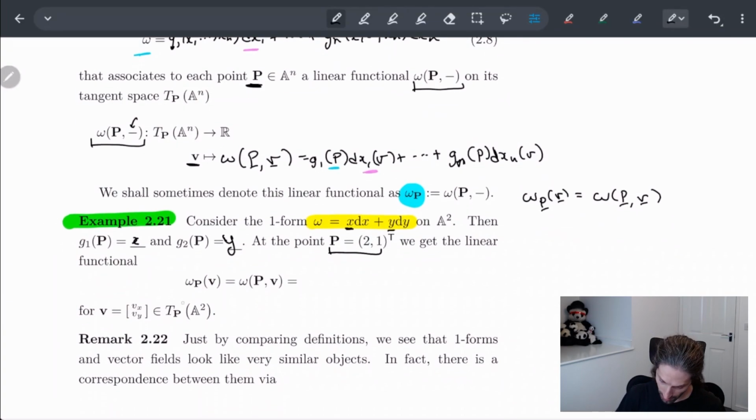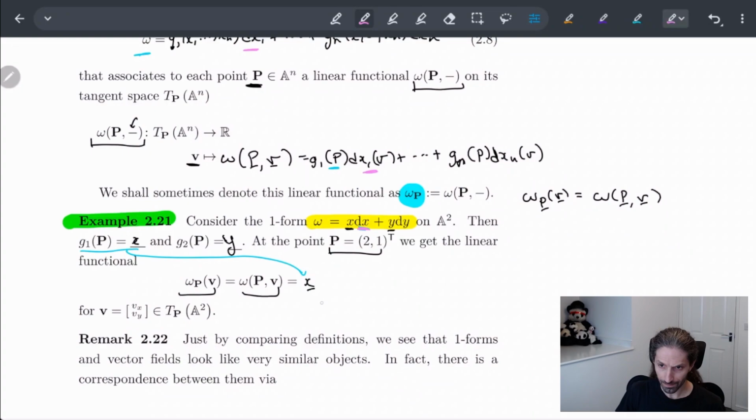So remember how we were saying this and this are the same thing, so I don't really care which way we do it. We're going to write this out, and we go one step at a time. So g1 of P we already said is x, right? This is coming from here, g1 of P. And then the question is, what is this dx? So here we have dx of v.